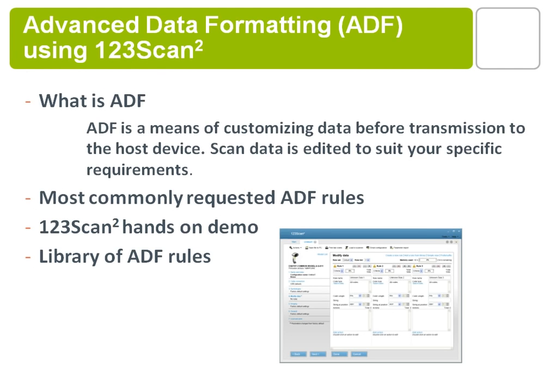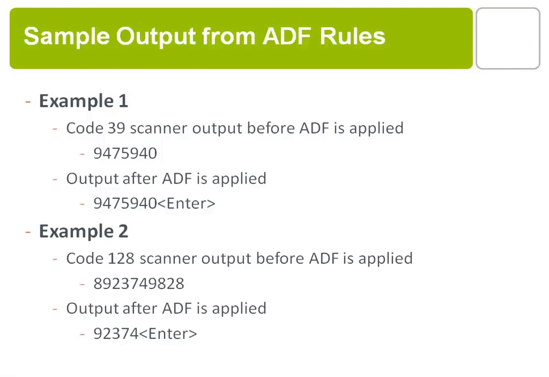So our first question, what is an ADF rule? ADF is a means of customizing data before it's transmitted to the host system. So basically, your scan data is edited to suit your specific requirements as you programmed them into the ADF rule before it's transmitted to the host. So let me give you two examples of what different ADF rules can do for you.